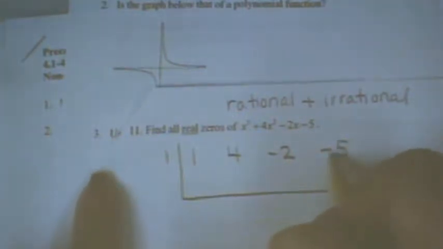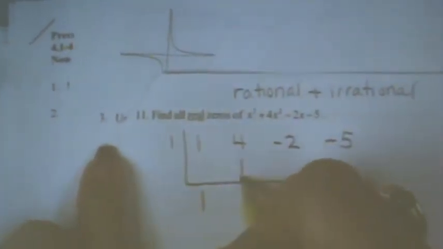Okay, number 11. This wants the real numbers. So rational and irrational. So I test 1. I have 1, 4, -2, and -5. I bring down the 1. 1 times 1 is 1. Add 5, 3, doesn't work, right?